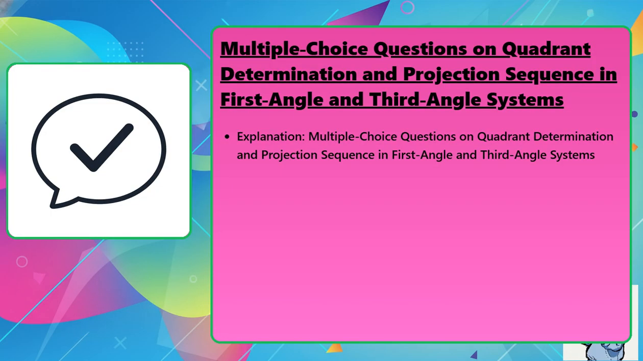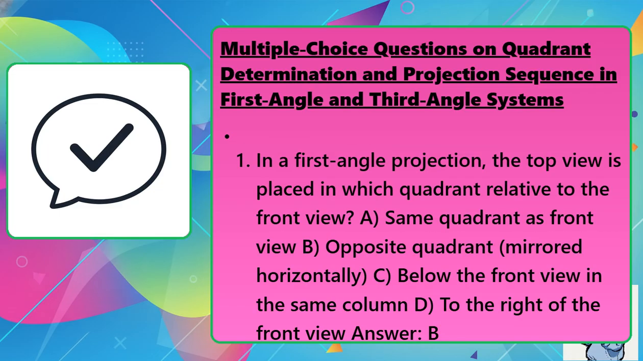Explanation: multiple choice questions on quadrant determination and projection sequence in first angle and third angle systems. 1. In a first angle projection, the top view is placed in which quadrant relative to the front view? Option A, same quadrant as front view. Option B, opposite quadrant mirrored horizontally. Option C, below the front view in the same column. Option D, to the right of the front view.